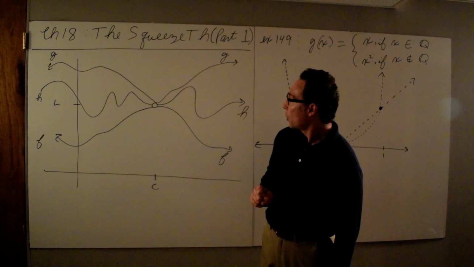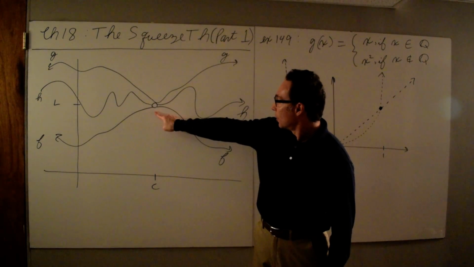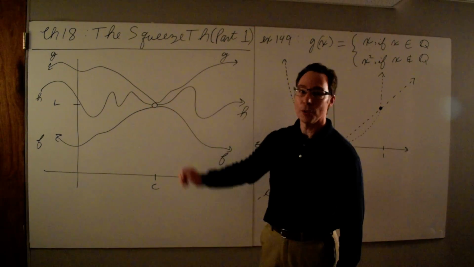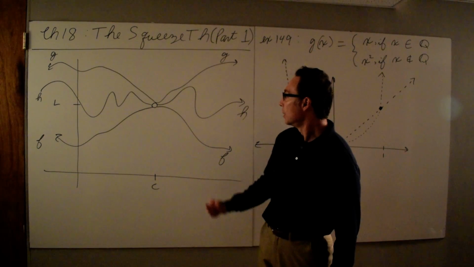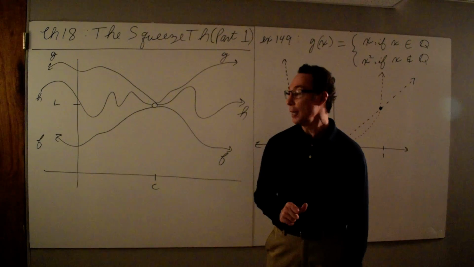So this is called the squeeze theorem. h is squeezed between f and g, and f goes to L, g goes to L, so h goes to L. Sometimes this is called the sandwich theorem as well, because h is sandwiched between f and g. But this is the idea.